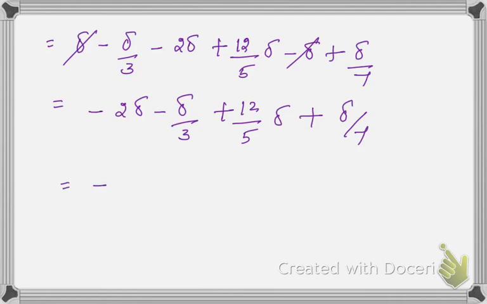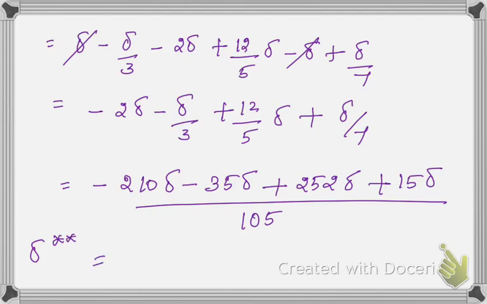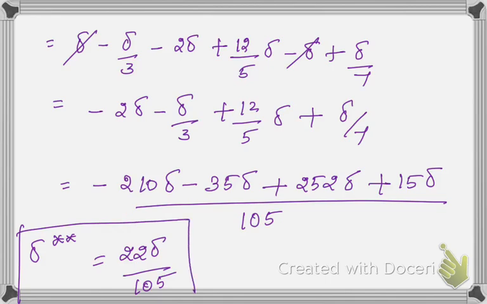So on calculation it becomes minus 210 del minus 35 del plus 252 del plus 15 del divided by 105. On simplification I will be getting my del double star equal to 22 del by 105. So this will be my answer. This is how we have to calculate our displacement thickness, momentum thickness and energy thickness. Thank you and happy learning.